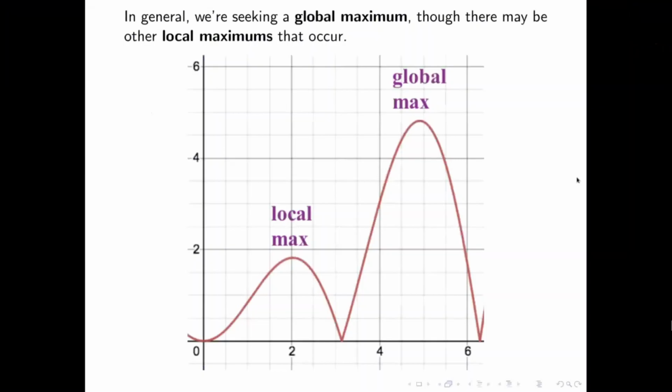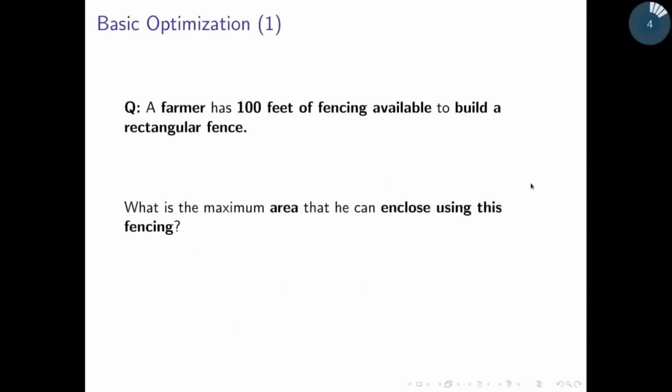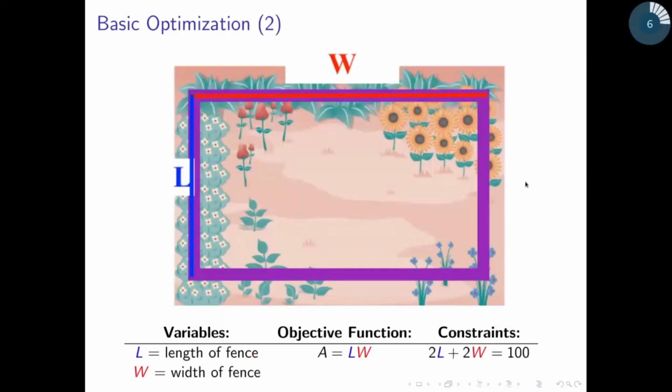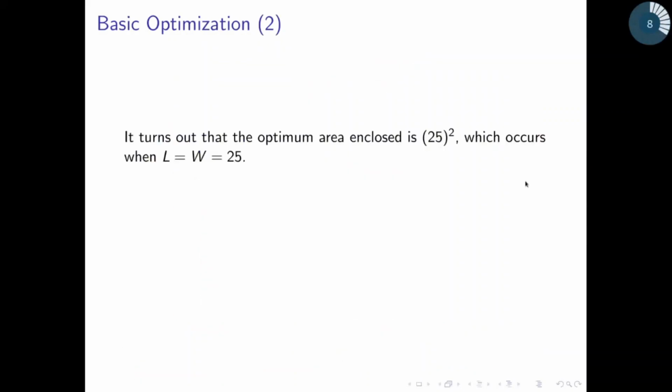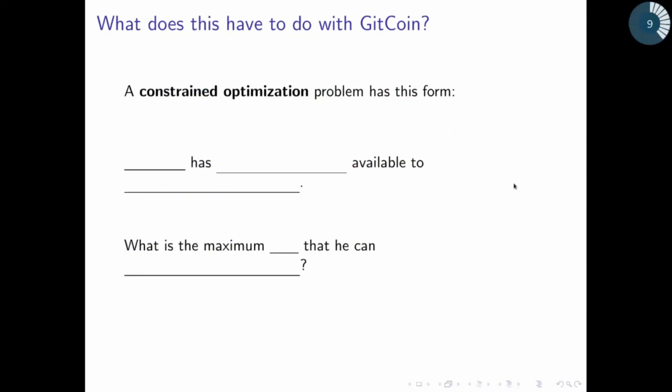In general, we're seeking a global maximum. There may be other local maximums and minimums that occur. So a hard part of the problem is knowing whether you're at a local max or a global max, and this comes up very soon in our research. There's a basic optimization example of 100 feet of fence. Honestly, I'm going to skip through this because I think we're getting short on time. I want to get to the stuff that we actually did.